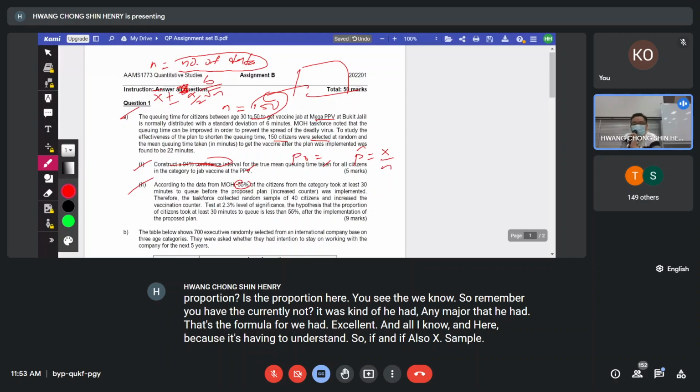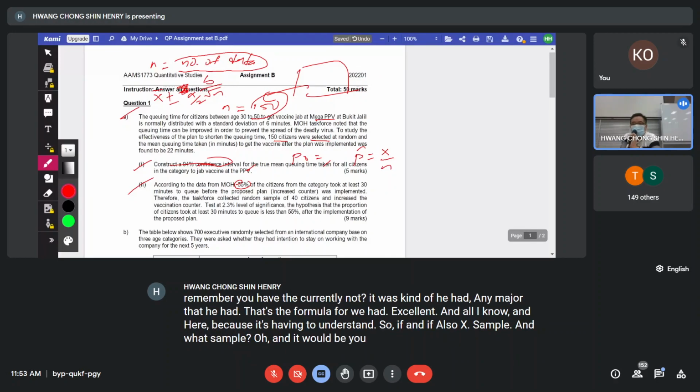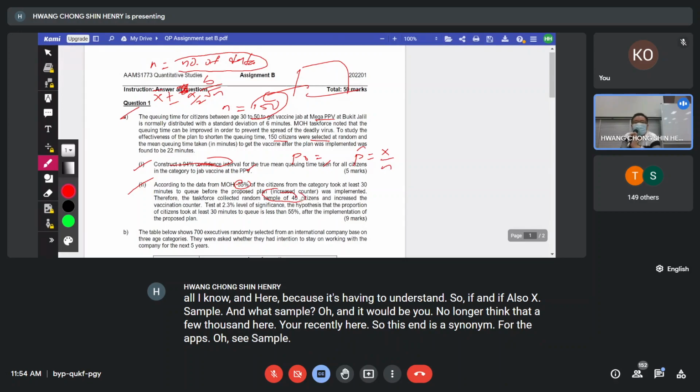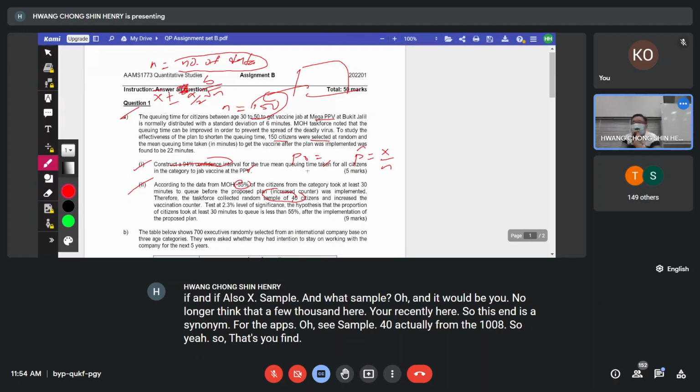Remember? Sample. Oh, 150. You no longer take the 3,000 here. You already select this 150 as our N. So this N is the same as the N. So what's the X? See, sample 40 actually from the 150 already. That's your impact. That's all. The rest you know to do. Define your H0 and H1.